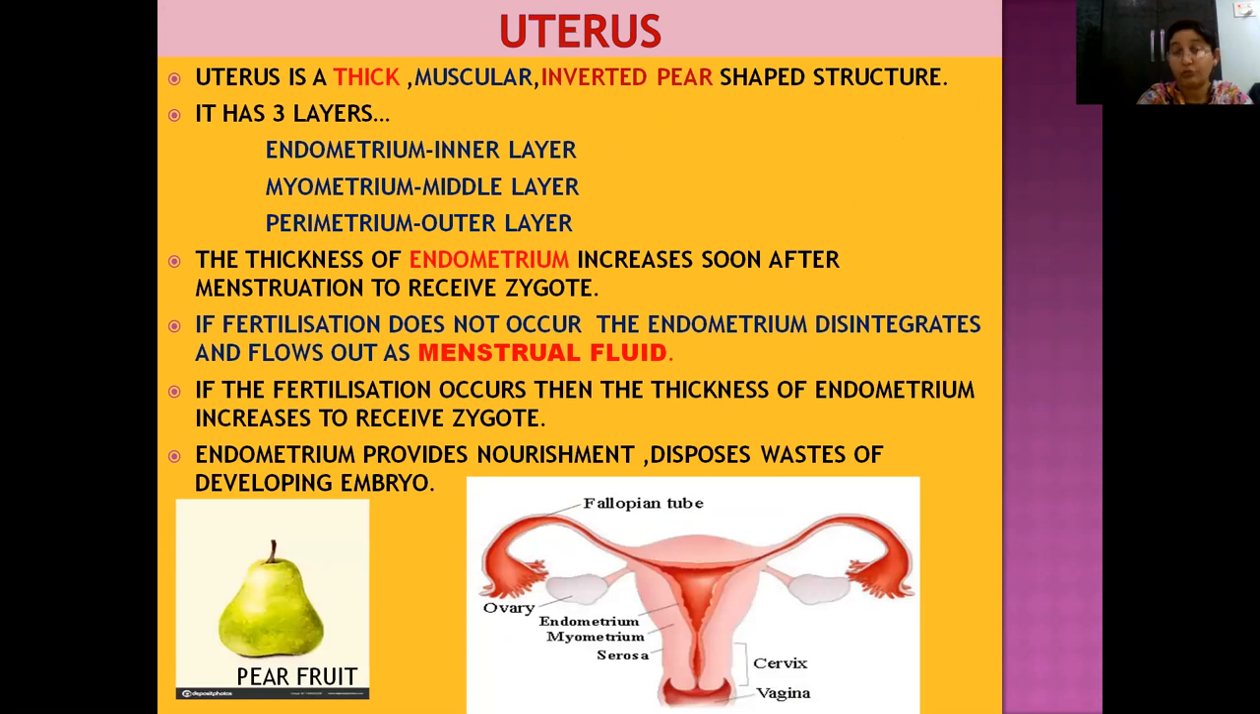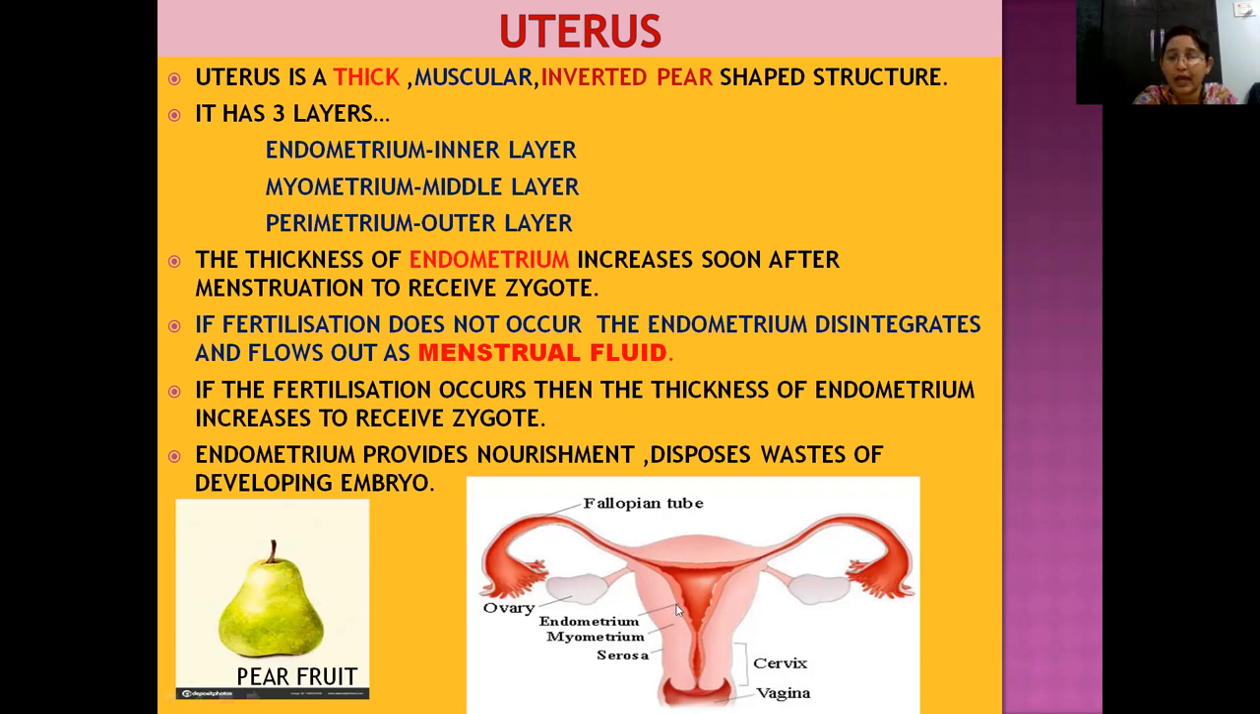The next part of the female reproductive system is the uterus, which is the most important part. See here, these are the two ovaries and these are the two fallopian tubes. And this central part, which is a thick muscular bag-like structure, is called the uterus. It is situated in the abdominal region and it is in the shape of a pear fruit. If you see here, this is an inverted pear fruit. If this widened part goes up, then it will appear like the female uterus. So uterus is a thick, muscular, inverted, pear-shaped structure.